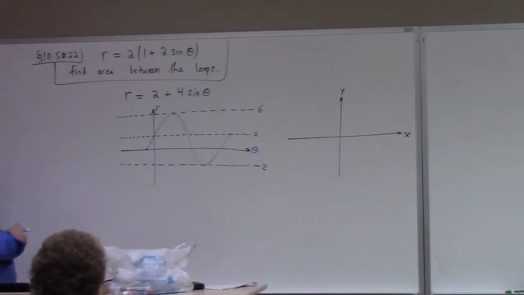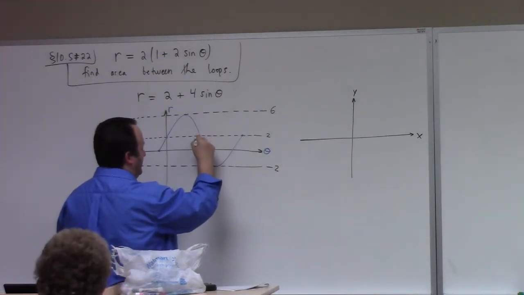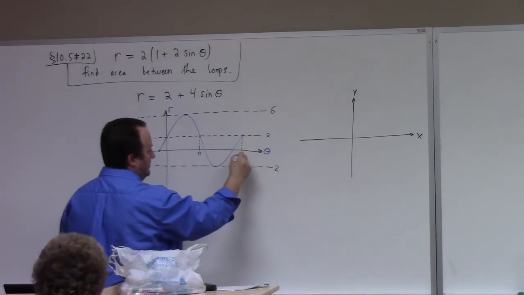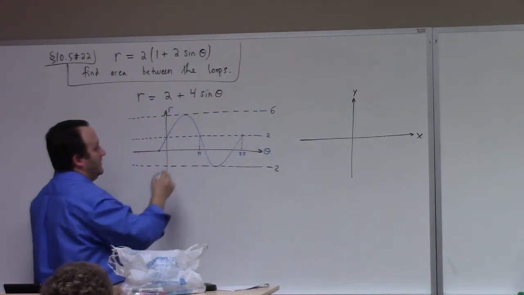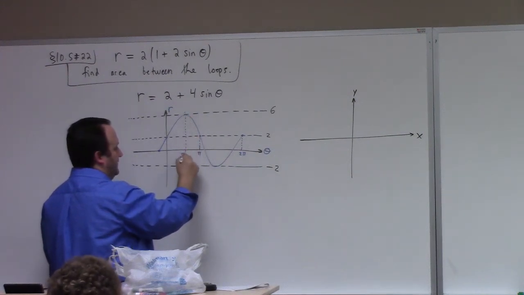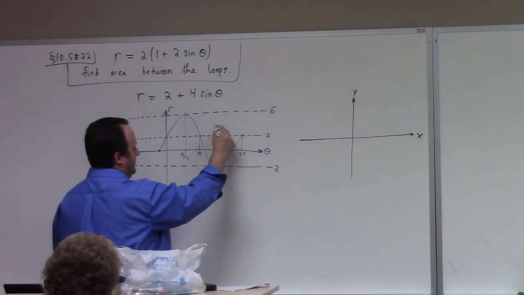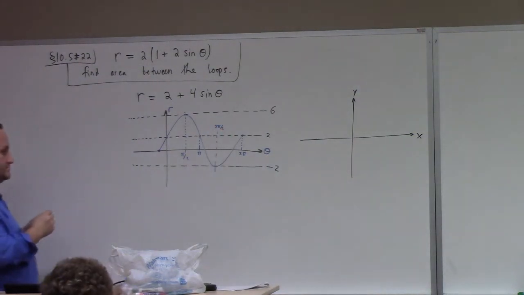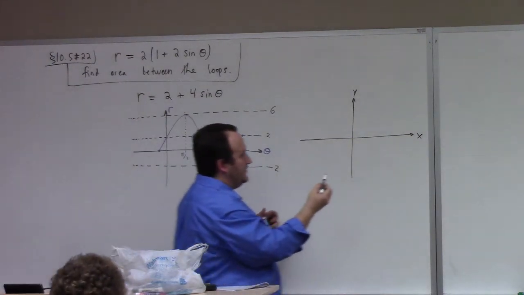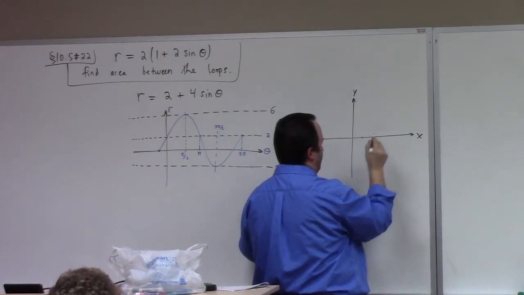Let's put some of these points in. What's this? This is pi, right? This is 2 pi. The maximum is at pi over 2. That's 3 pi over 2, right? At theta equals 0, where is it? It's at radius 2, right? So maybe the graph starts there.